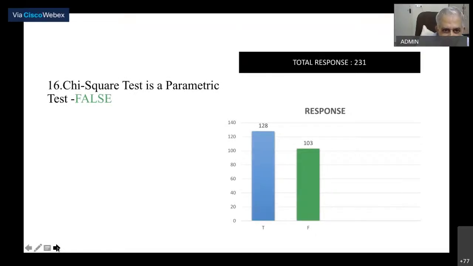Chi-square test is a parametric test. So this is parametric and non-parametric tests. Parametric tests are the t-test, student t-test. Non-parametric tests are like the chi-square test you do. So here also 103 people got correct, and 128 got wrong. So chi-square test is a non-parametric test, it's not a parametric test. Next.